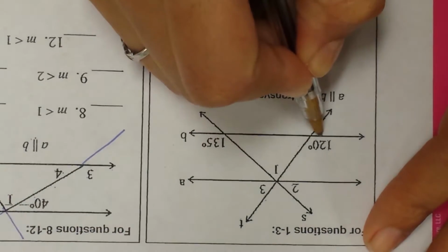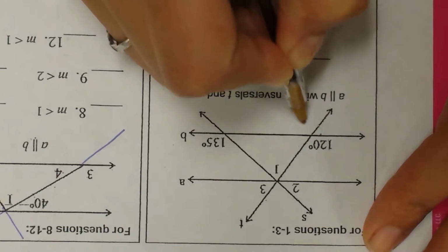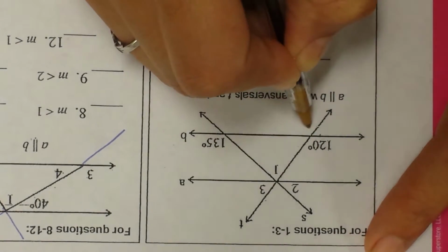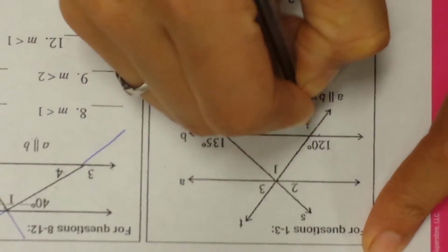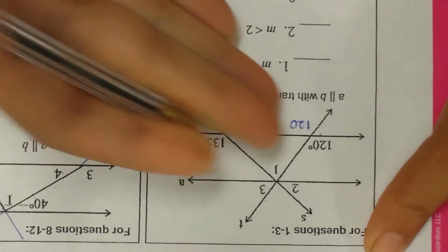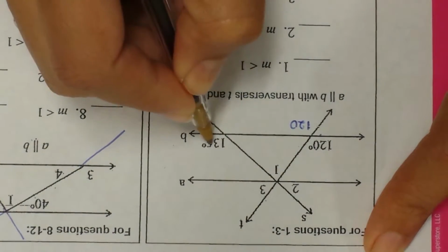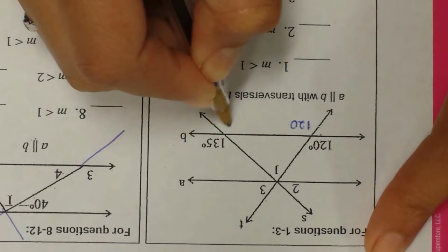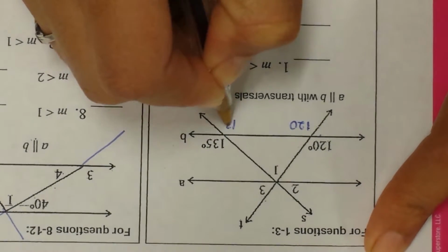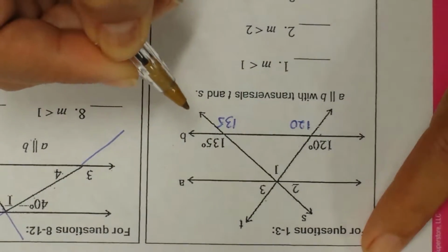So I'm going to start with this 120. I'm going to go really easy from here to here. What is that? 120. Why? Because it's vertical. I'll start with this 135 as well. 135 from here to here. What is this one? 135. Why? Because it's vertical. Very good.